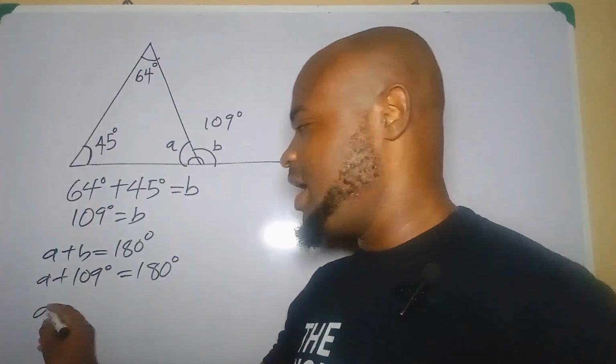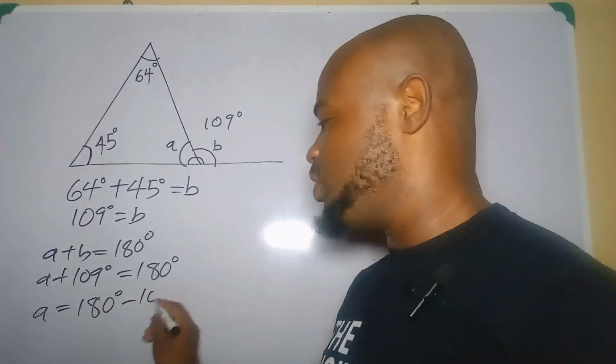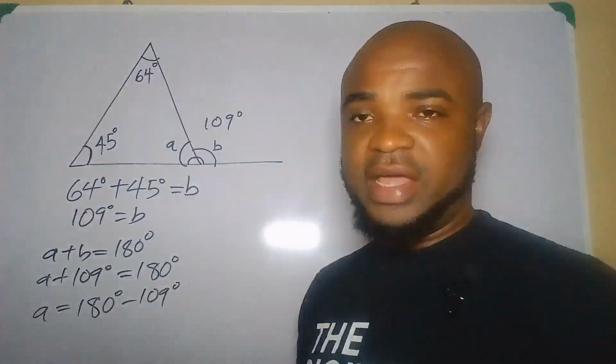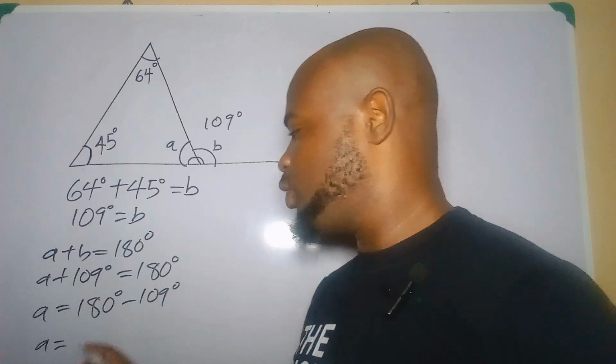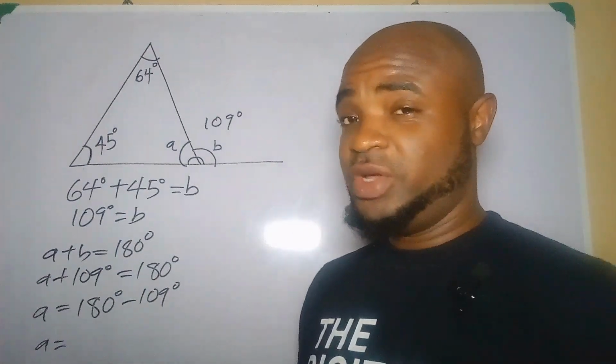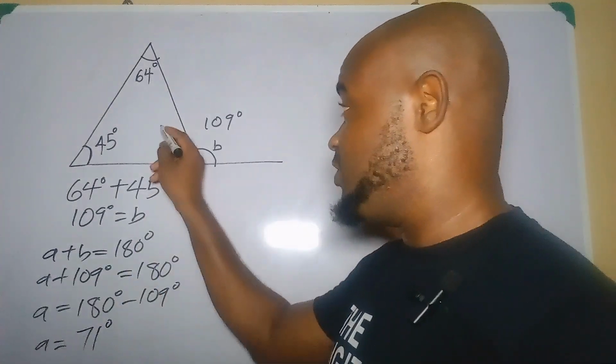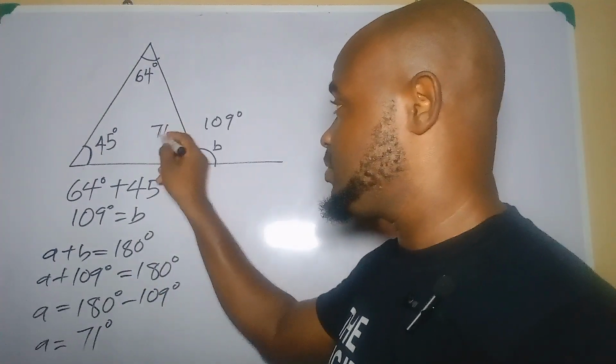So I can therefore say A equals what? 180 degrees minus 109 degrees. Okay, so A equals 180 degrees minus 109 degrees will give us what? I'm sure you can guess the answer, and that is what? 71 degrees. And that's the value of my A, 71 degrees.